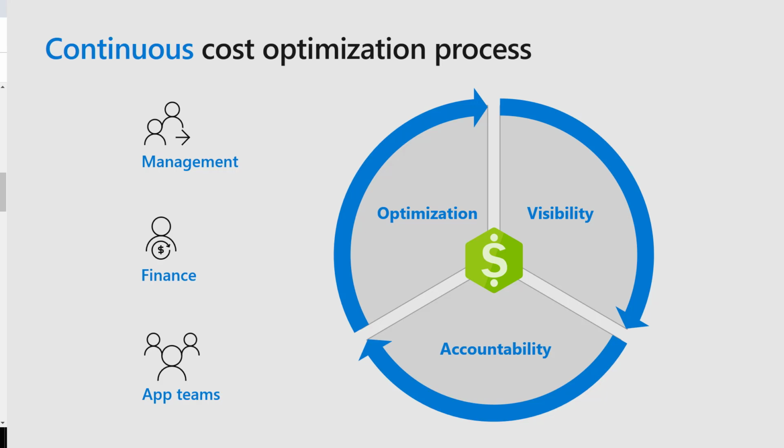And for you to be able to get a hold of this, there are 3 main things that you need to do. Number one is you need to get visibility into your cost. Where is the spending coming from? How is the spending going? You want to get that visibility. That visibility is core. It's very important.